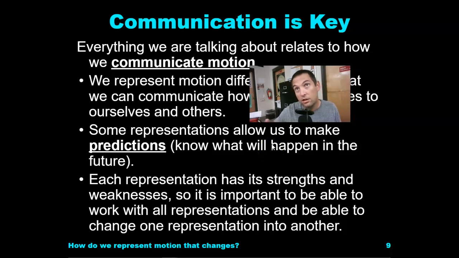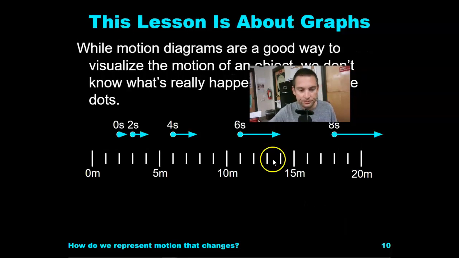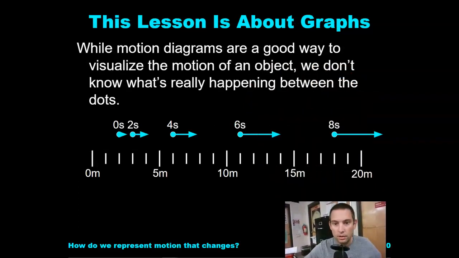So that's like going from the data table into a position versus time graph, or a position versus time graph into a velocity versus time graph. It's just having this fluid motion in between these different representations. Or maybe going from a velocity versus time graph into a motion diagram. Motion diagrams are good, but we don't know what's happening in between the dots.